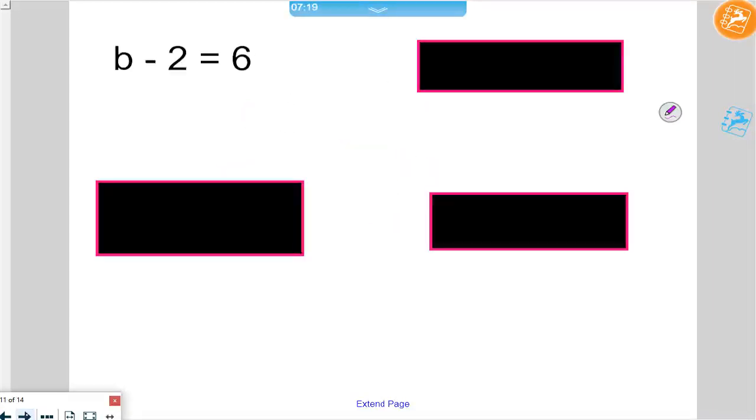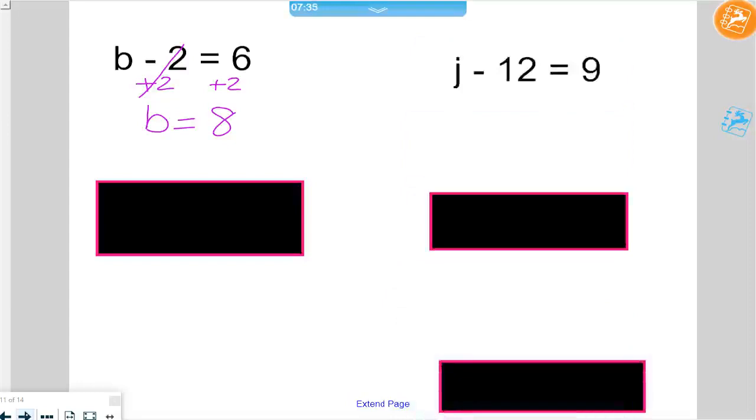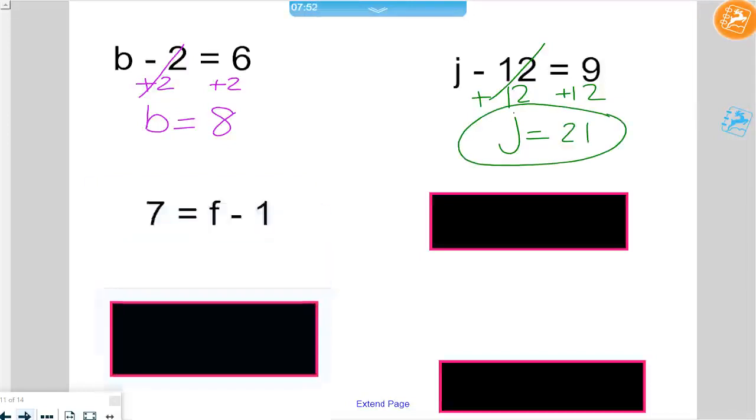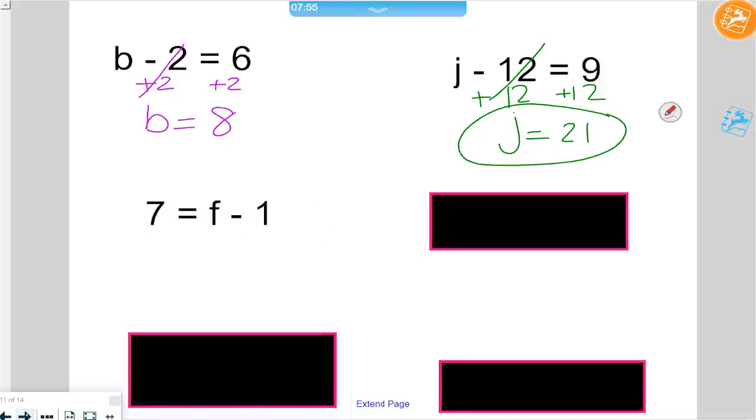All right. B minus 2 equals 6. Opposite of minus 2 is plus 2. Cancels that out. There's our B. We've got to add 2. We get 8. J minus 12 equals 9. Well, I'm going to add 12 to this side to leave me with my J. And I have to add 12 here. 9 plus 2 is 11. Carry the 1. J equals 21.